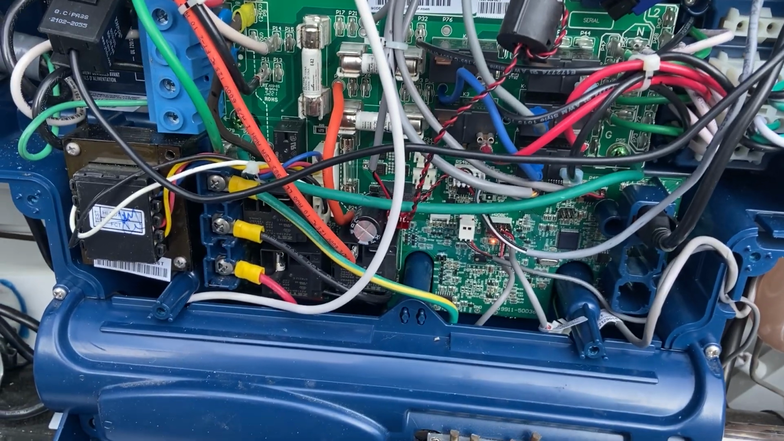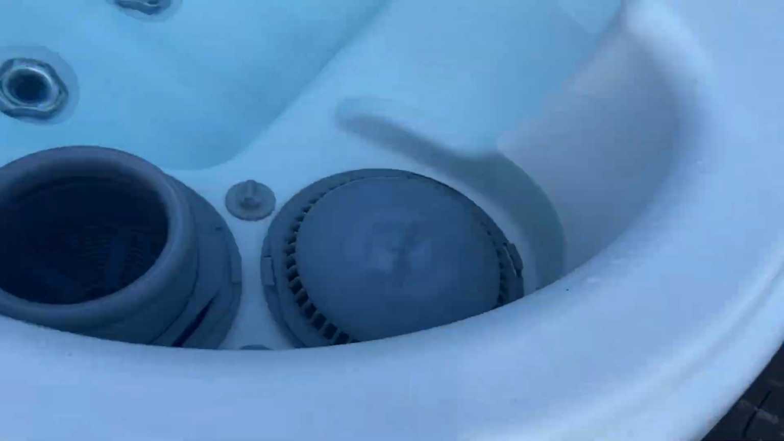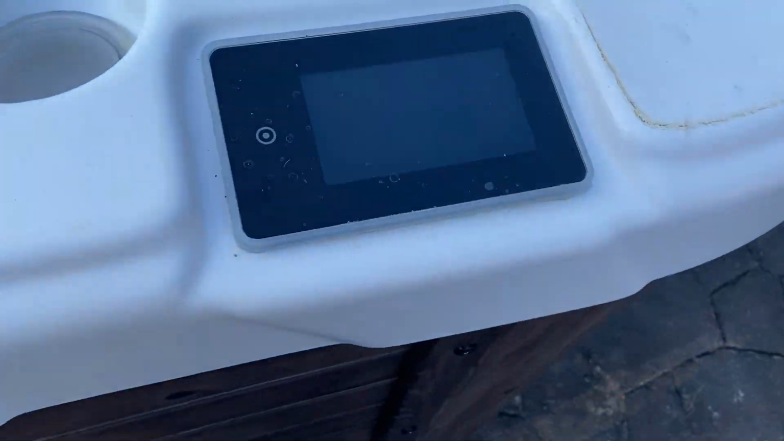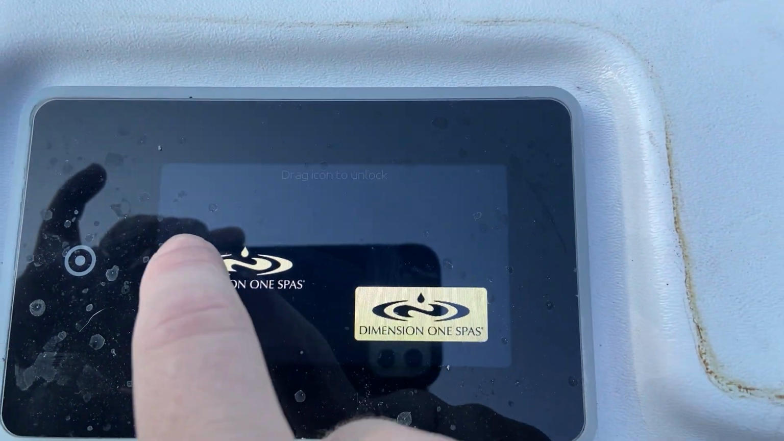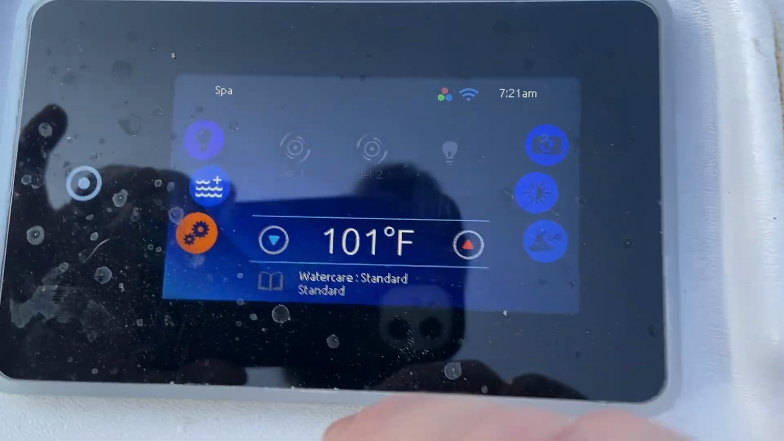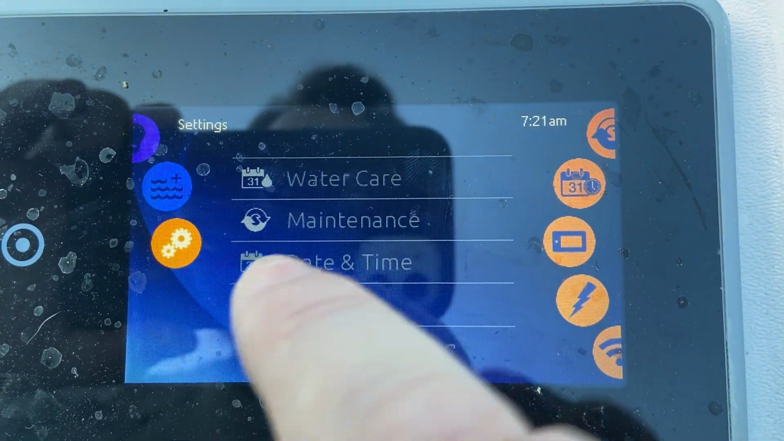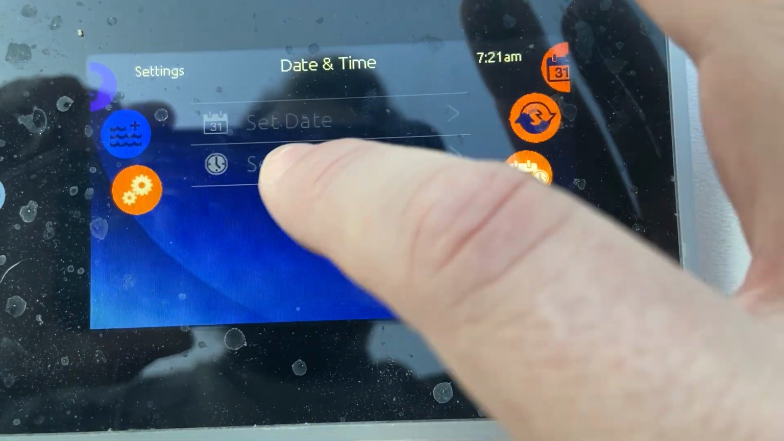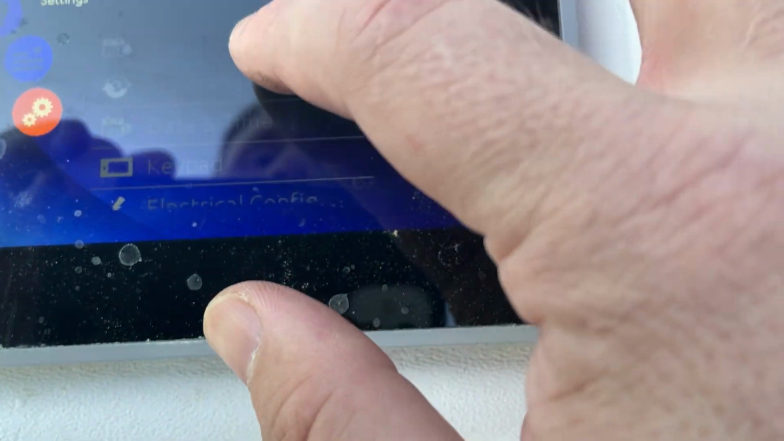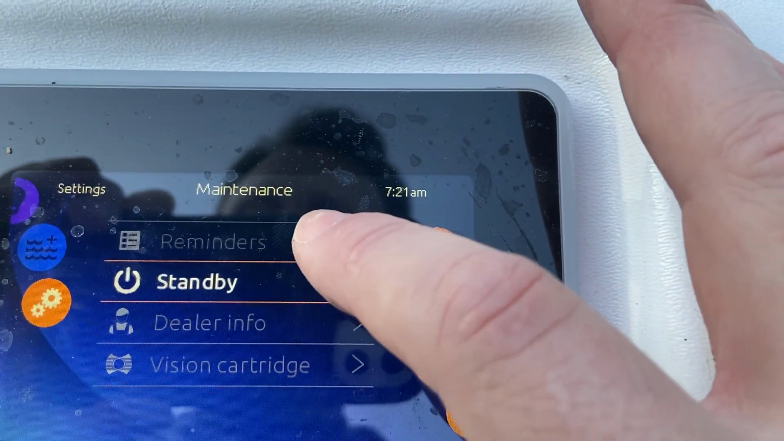Now, a good way to test that, so let's say we've ruled out the flow switch and other issues, and we want to test whether the circulation pump is the issue, or if the relay for the circulation pump is stuck on, not turning off, maybe it's overheating the water. Here's how we would test that. Go to settings, and then we're going to go to, I believe it's maintenance. Whoops, I can't do this while I'm holding the camera. Maintenance, and then we're going to do standby.